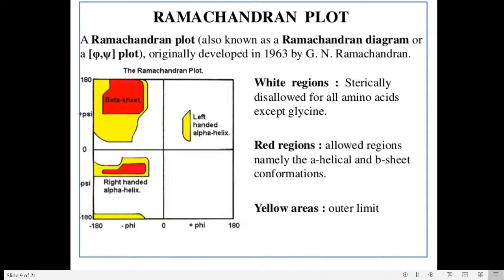Then the red color region. This red color region allows the regions, namely alpha helix and beta sheets. The red color region allows only alpha helix and beta sheets. Then the yellow area is the outer limits. Outer limits means, except the alpha helix and beta sheets, in the protein there are many amino acids present in the loops. Many amino acids are present in that yellow color region.